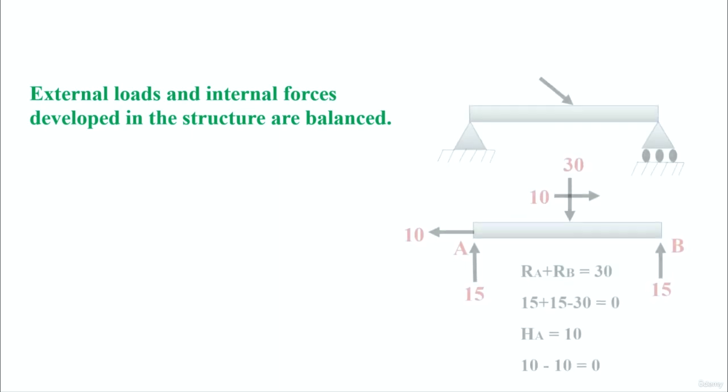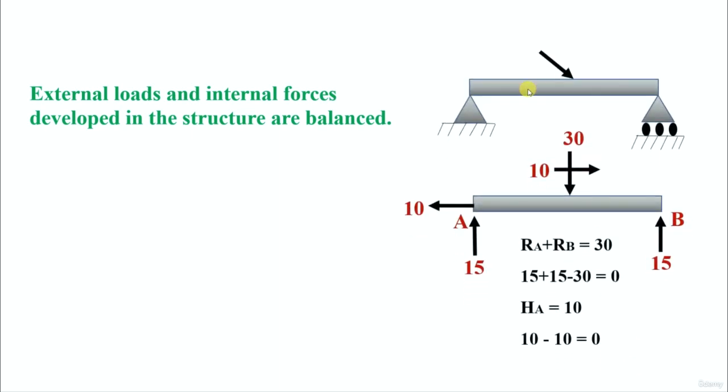Let's have a simple example. In this beam, there is an externally applied load. Because of this externally applied load, we will have internal reactions. This support is called a hinged support and this is a roller support. Due to this hinged support, we'll have two reactions, a horizontal reaction as well as a vertical reaction. And for this roller support, we'll have only a vertical reaction.